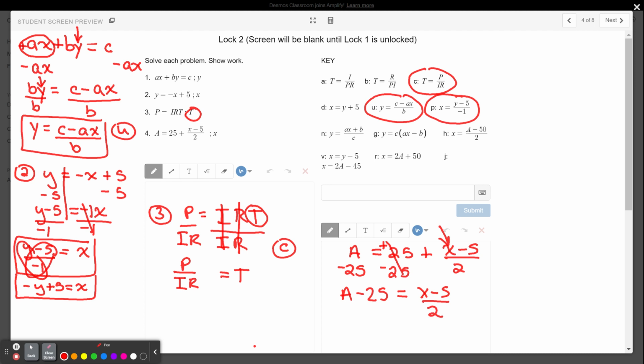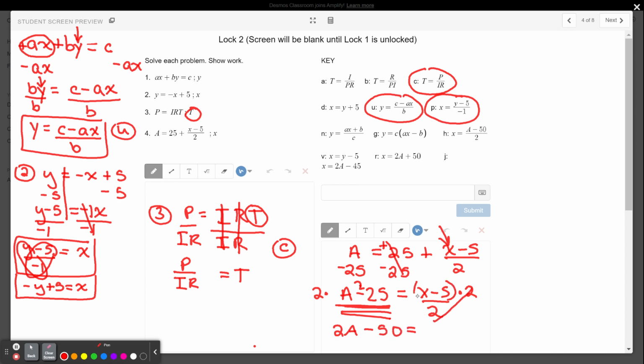Now we still can't get to the numerator. We need to undo it by undoing the denominator. So instead of dividing by 2, we're doing the inverse. We're going to multiply by 2. Now this is tricky because there's 2 terms here. So we have to multiply both terms by 2. So then that leaves us with x minus 50.